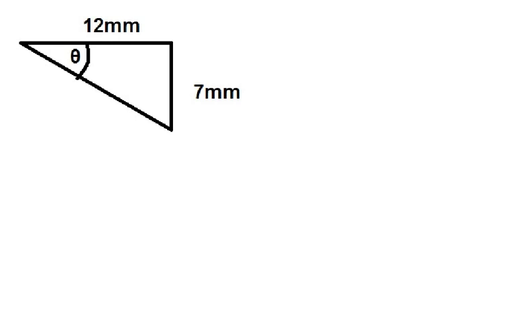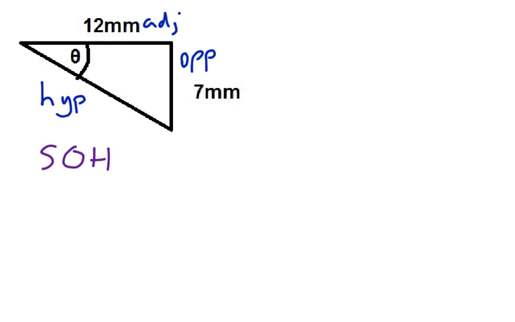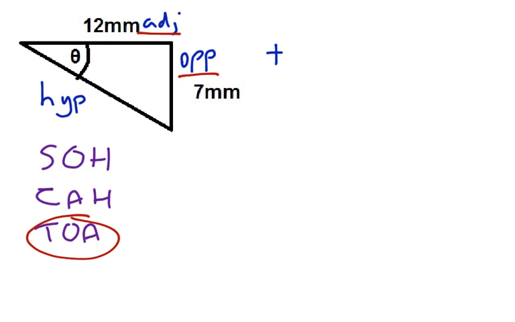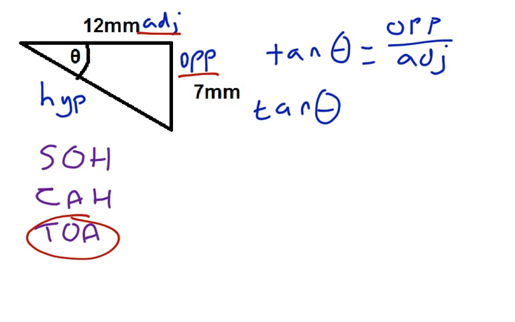Once again, we're going to label our triangles. So we've got the hypotenuse over here, the adjacent is the 12, and the 7 is the opposite. And as always with trig questions, SOHCAHTOA to help us work out which one we need to use. And we're using the adjacent and the opposite, so we're using TOA. And tan theta is equal to the opposite over the adjacent. So in this case, tan theta is equal to 7/12. We can't cancel that down, so we're going to leave it like that.